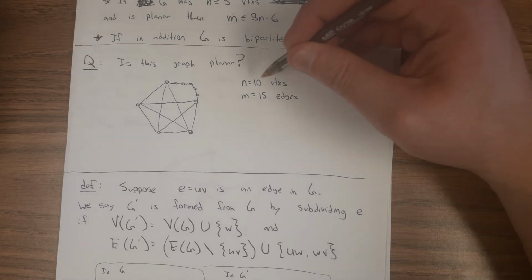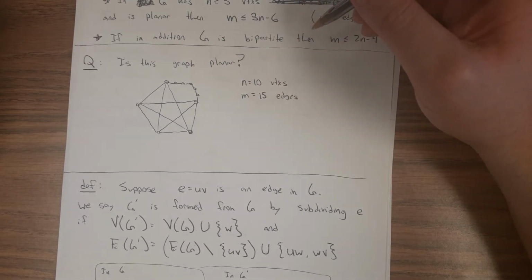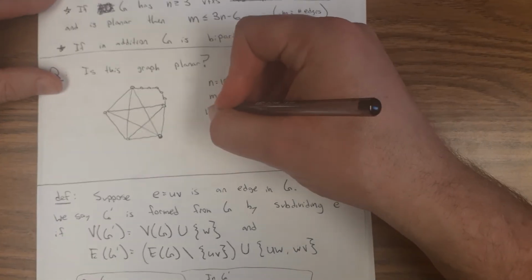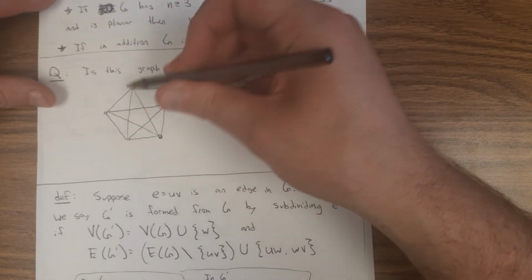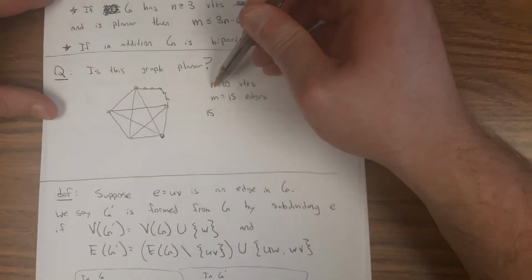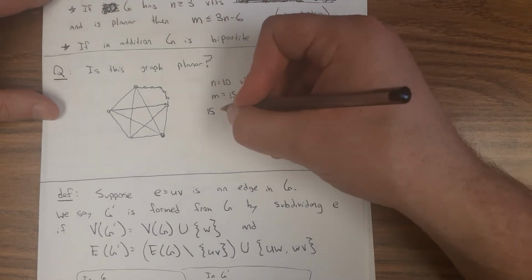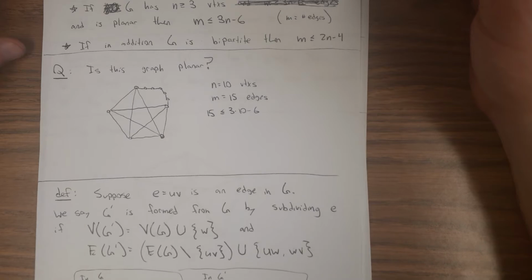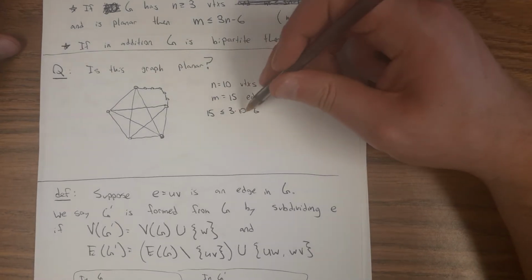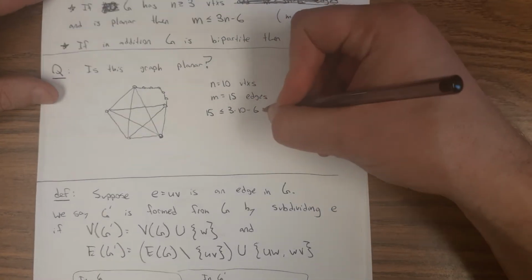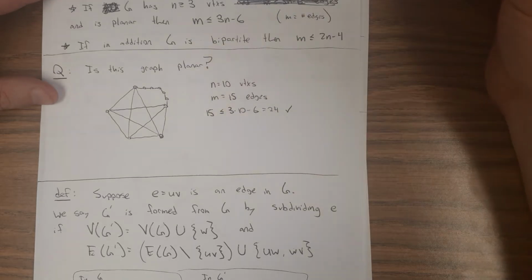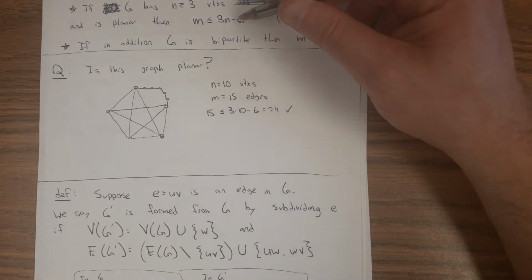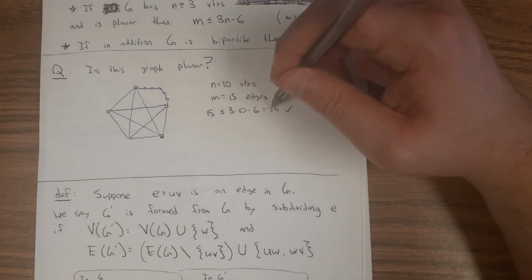So we can check the simple thing again. Check whether m is less than or equal to 3n minus 6. This graph has 15 edges if you count them, and 10 vertices if you count them. And we're checking whether 15 is less than or equal to 3 times 10 minus 6, and this is like 24. And so it is, and that tells us again maybe, because if it didn't satisfy that inequality, then we would say no.